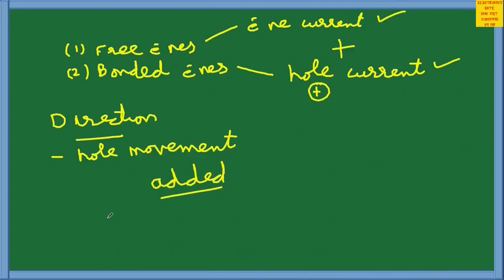So keep this in mind that when we consider a semiconductor material, two types of current flow in it, one is electron current and the second one is hole current, and the total current that flows in a semiconductor material is the sum of electron current and hole current.